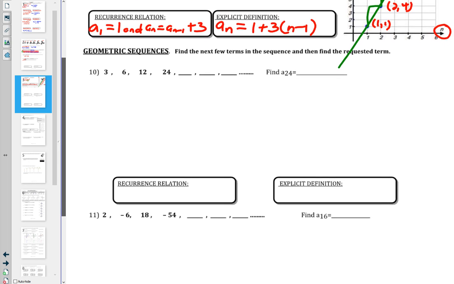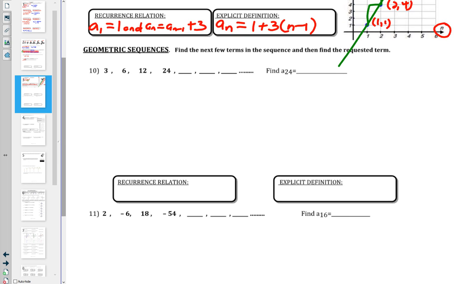Okay, now we move on to geometric sequences, which I don't know if they're easier, but they should at least be fresher because we just went over these. What's the difference, no pun intended, between geometric sequences and arithmetic sequences? Instead of a common difference, now we have a common ratio. To go from one number to the next, we're multiplying or dividing. What's the common ratio here on the first one?